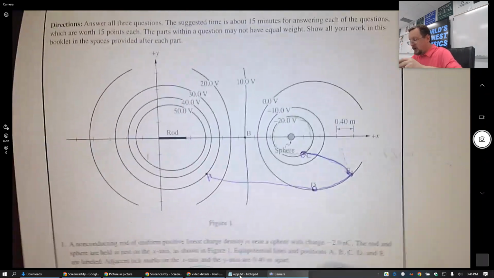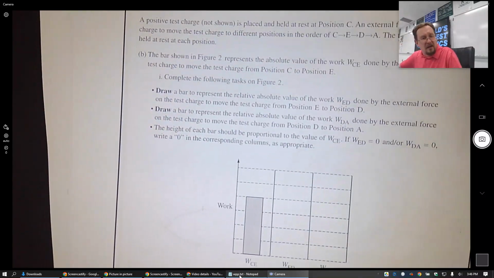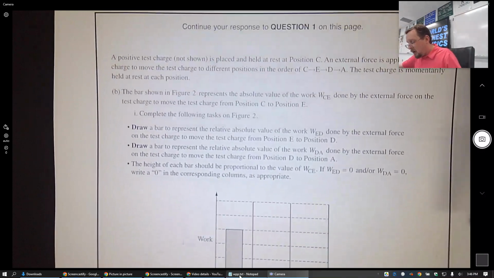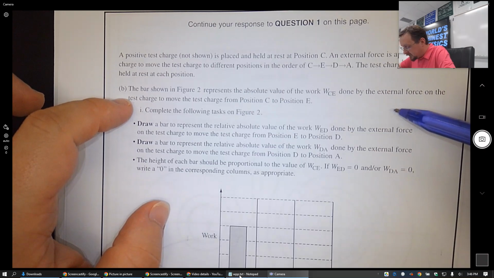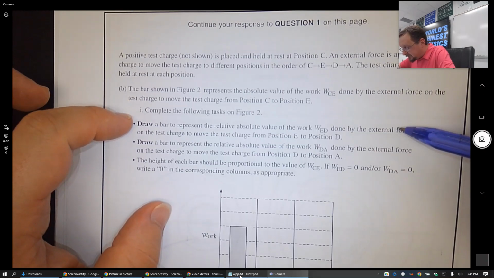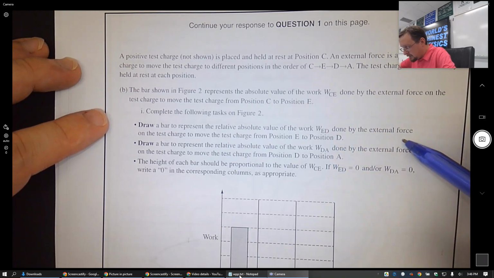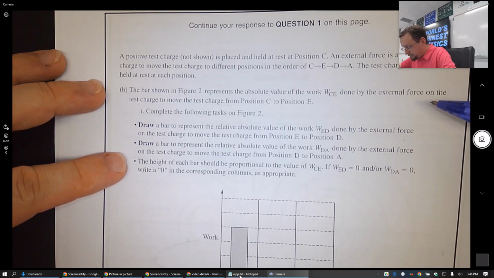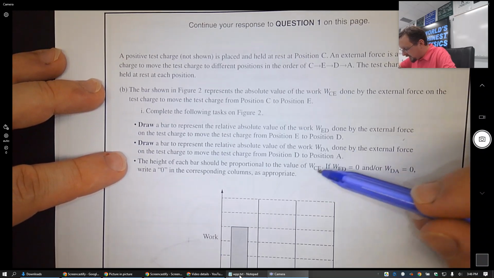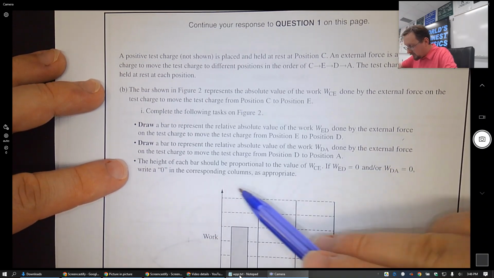Okay, so we're going to do energy bar charts. This is AP Physics C, electricity and magnetism. Aren't we a little too old for bar charts now? Okay, complete the following tasks on figure 2. Draw a bar to represent the relative absolute value of the work E to D, which is 0. The height of each bar should be proportional to the value of work C to E. If E to D is 0, write it as 0. So this is 0.